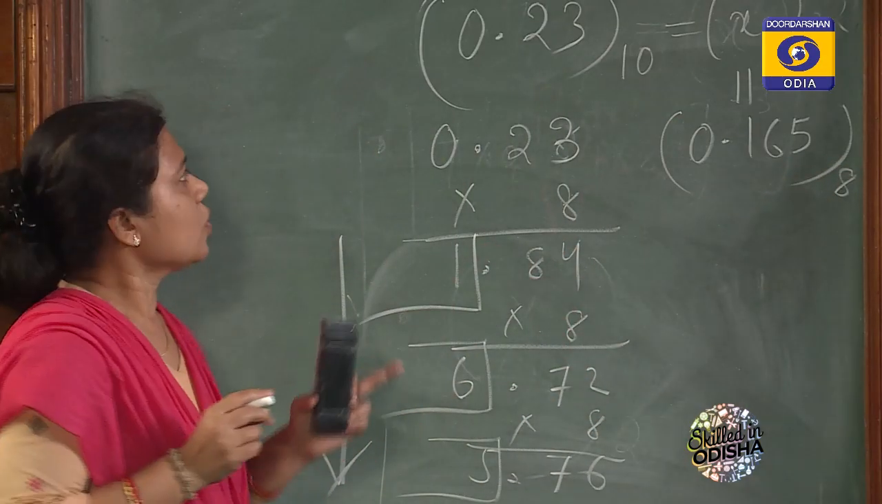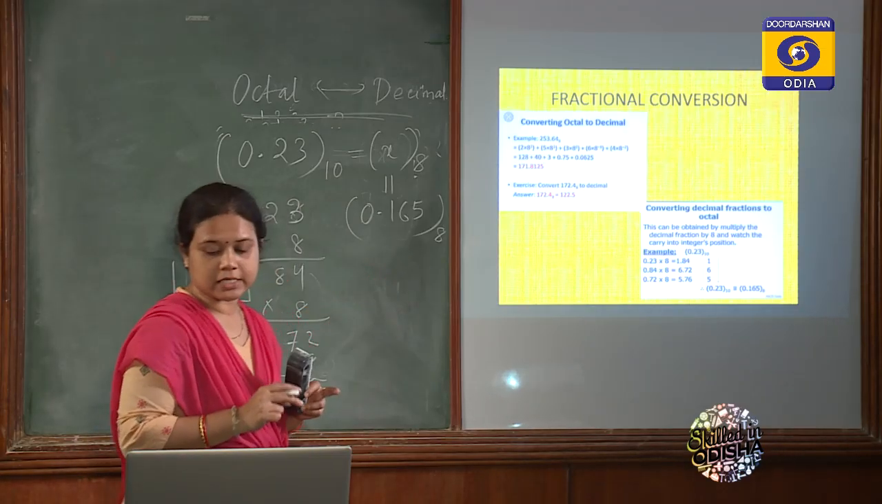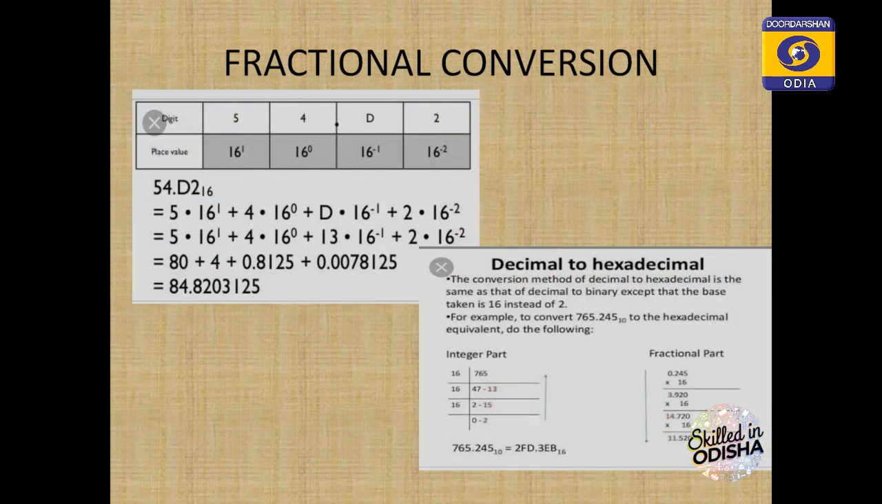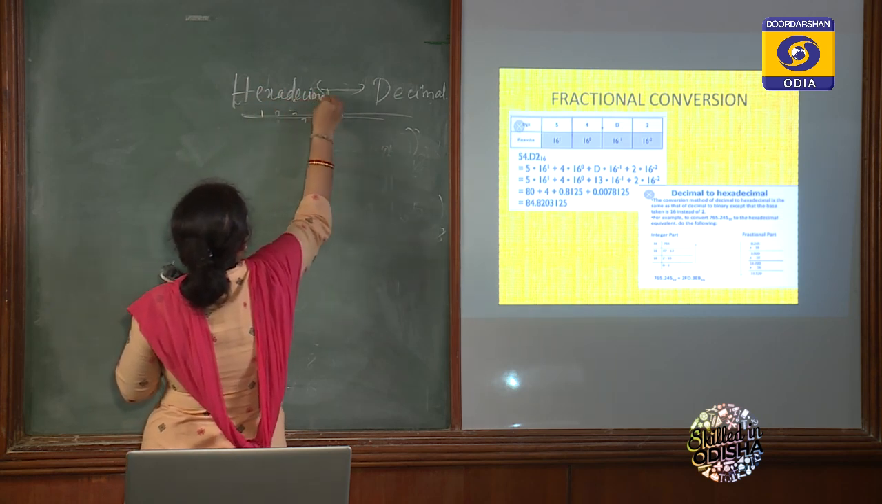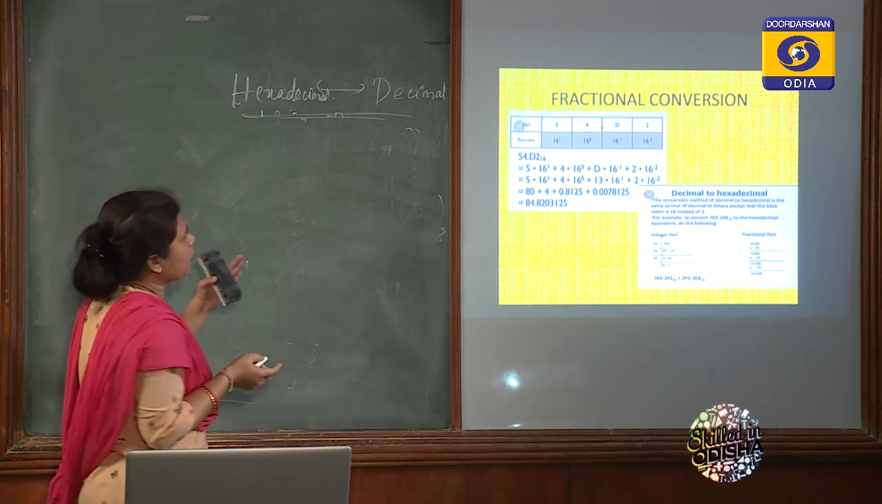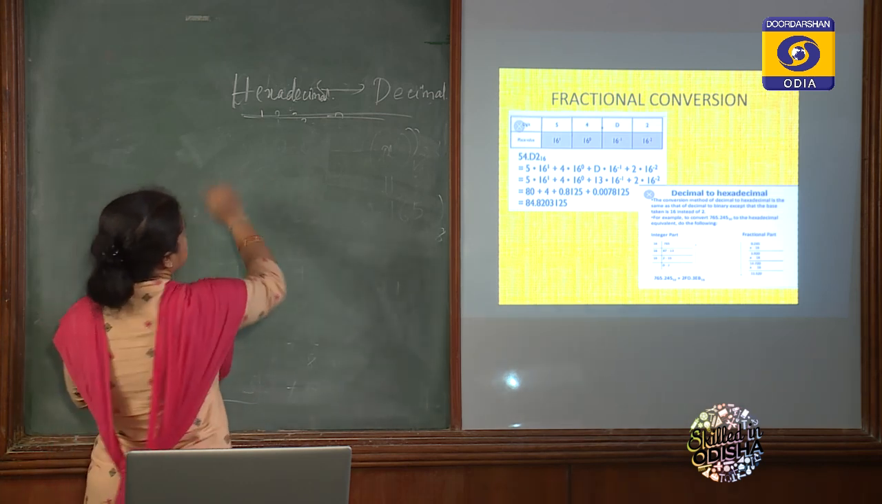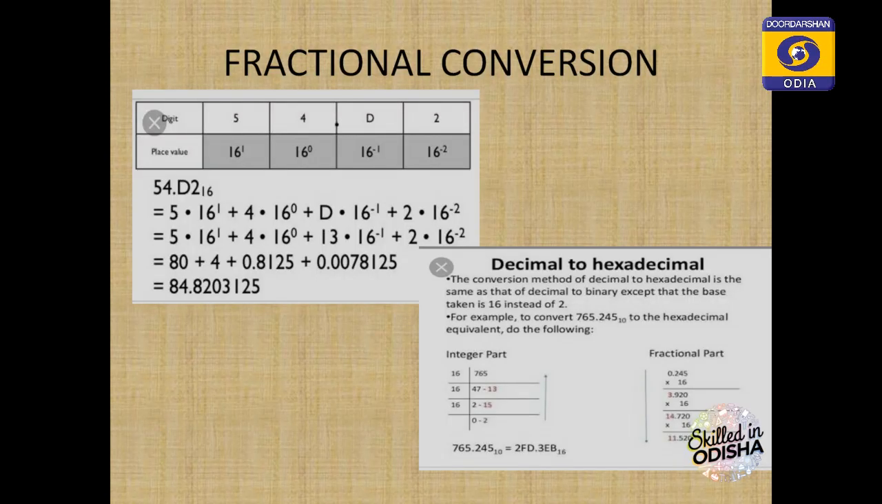In this way we have to go for octal to decimal and decimal to octal. That example is already given on the screen. Next I can go for the next fractional conversion, that is hexadecimal to decimal. Here this one is our hexadecimal, so hexadecimal means the base is 16. In the same way, for hexadecimal to decimal, in that question it is already given: 54.D2. Here the base is 16.